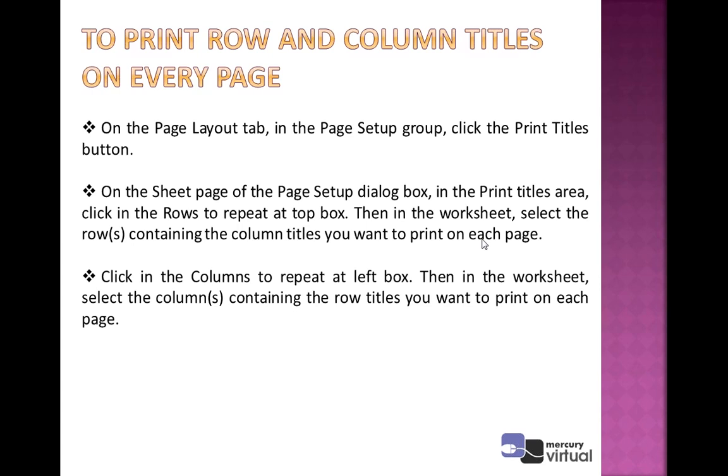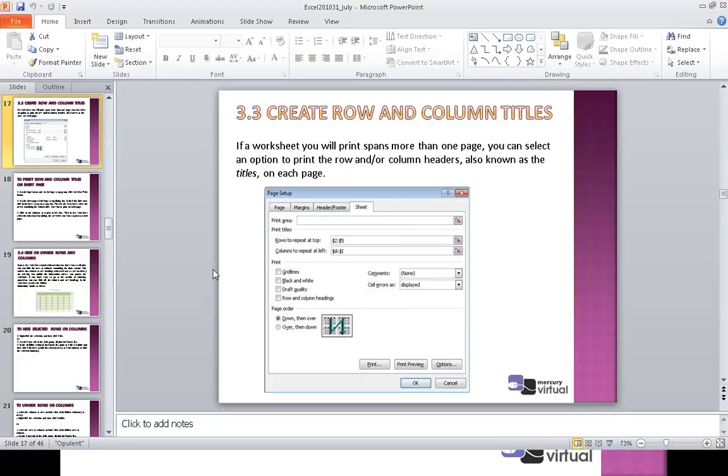Then the third point says click in the Columns to repeat at left box. Click the column that you want to repeat on every page of the sheet whenever I take the printout. Now let's see in a practical way.